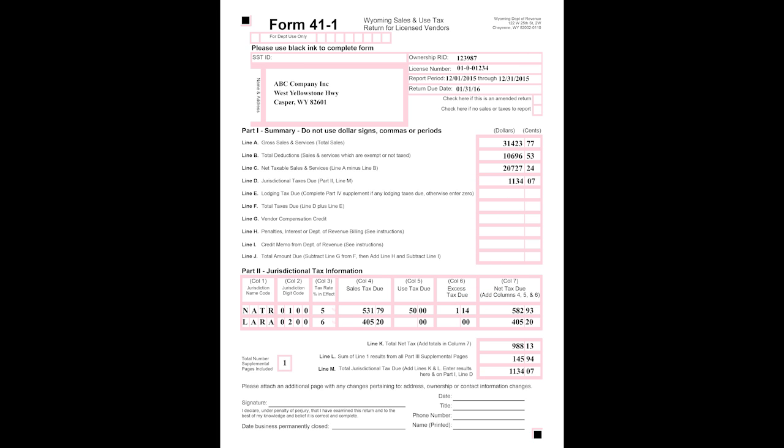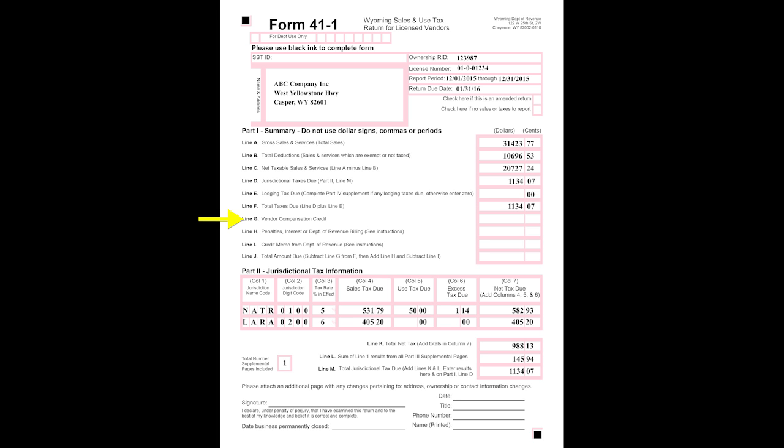Then this figure will be carried up to line D for the total jurisdictional taxes due. The vendor in this example does not provide lodging, so line E will be left blank, or you may enter 0. Then you will carry the figure from line D and enter it into line F for the total taxes due. This brings us to the vendor compensation credit.